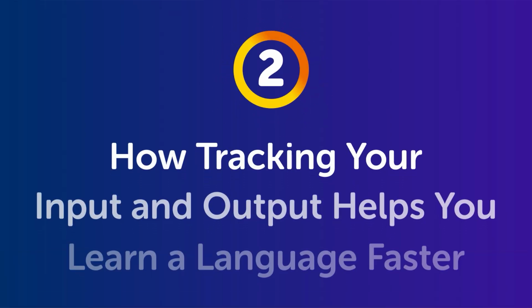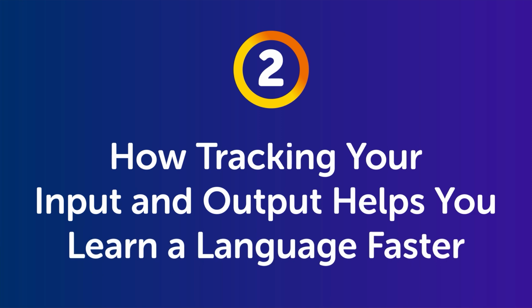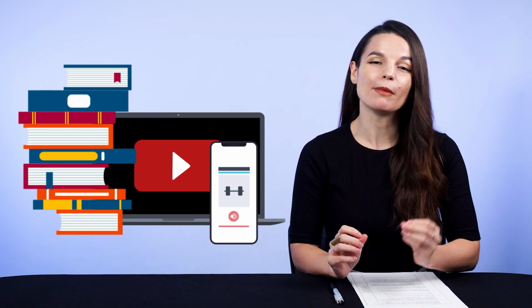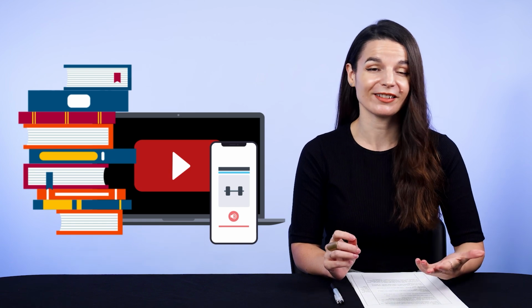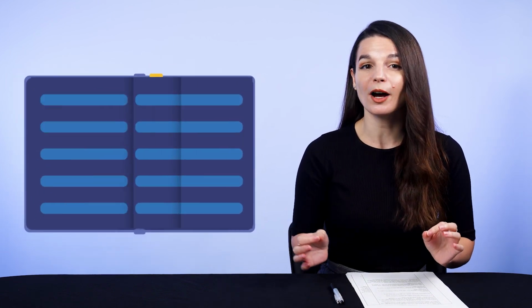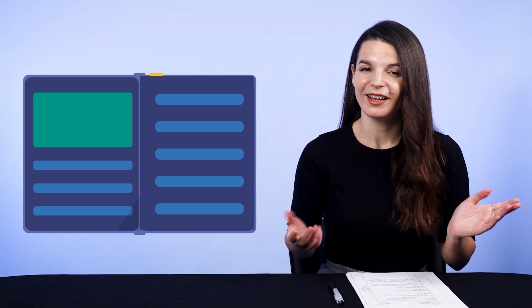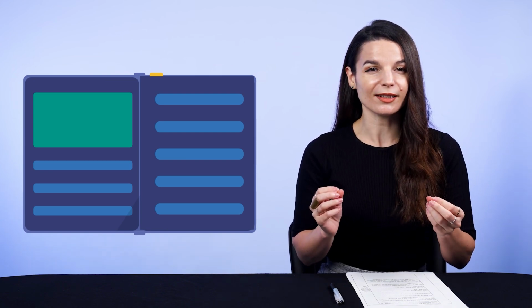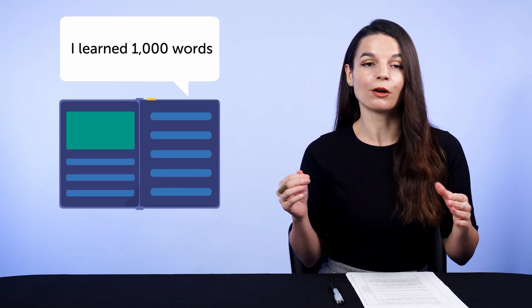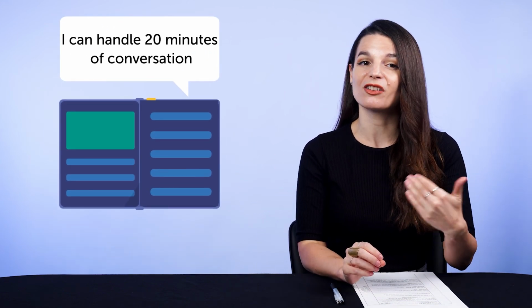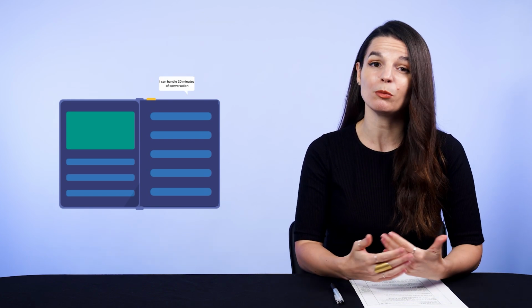Part 2, how tracking your input and output helps you learn a language faster. If you take a look around, most learners do a ton of input with studying, right? They read textbooks, they watch videos on YouTube, they spend hours on apps, but they have no measurable results or return on their time invested. If someone told you that they've read 200 pages of a textbook, which is a lot of input, can they place a specific number on their results? Can they say, I learned 1,000 words, or I can handle 20 minutes of conversation as a result of reading 200 pages? Probably not. So most learners don't know because most learners don't measure their input or their output.